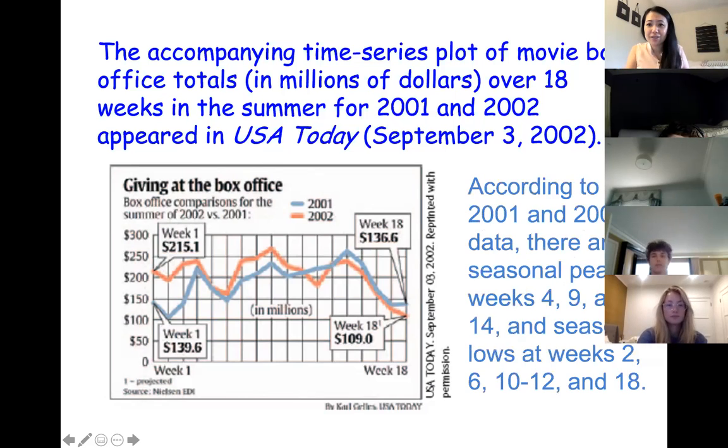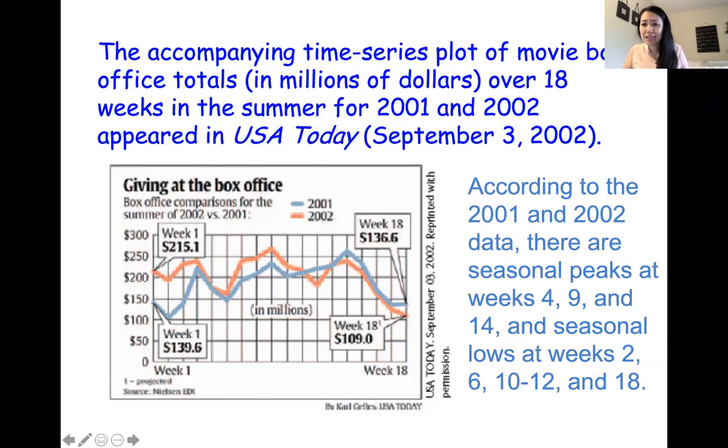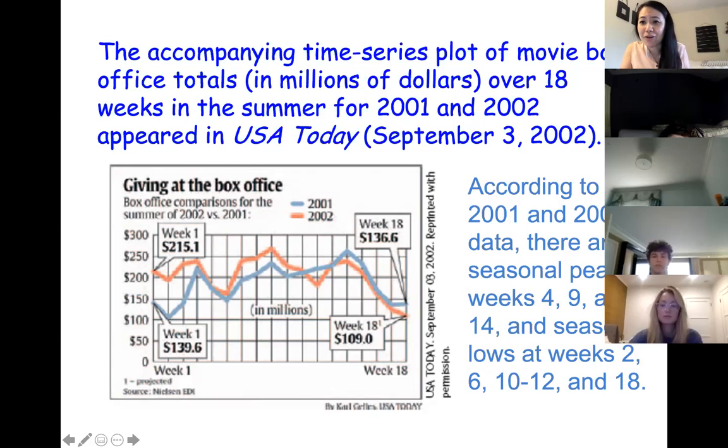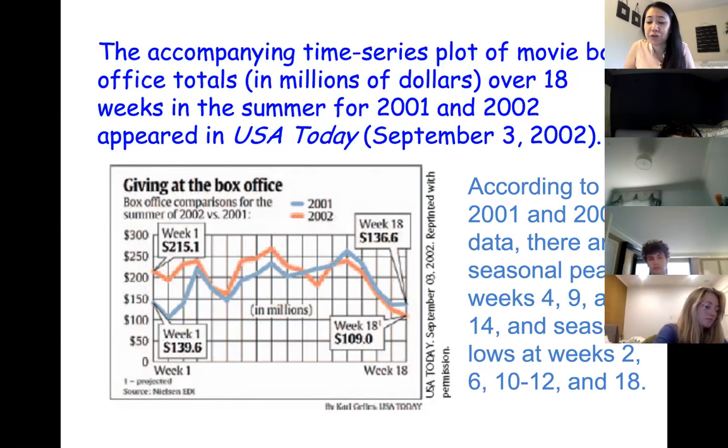All right, so this is kind of what I wrote. If you want to see it in writing, I put: according to the 2001 and 2002 data, there are seasonal peaks at weeks 4, 9, and 14, and seasonal lows at weeks 2, 6, 10 through 12, and 18. So I just talked about the peaks and the valleys. That is definitely one way to go when you're talking about these graphs. Okay, so time series plots, you guys naturally know how to read these, and now you know more specifically what you can talk about when you're asked to describe.